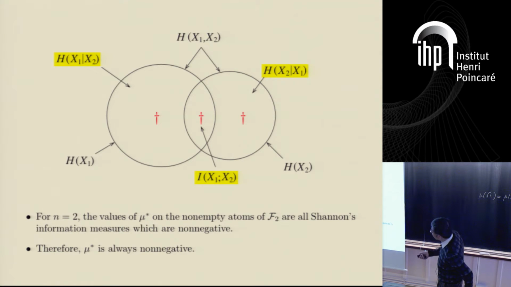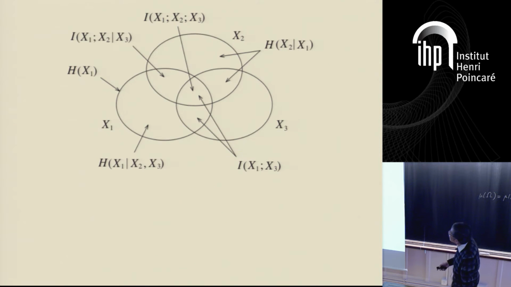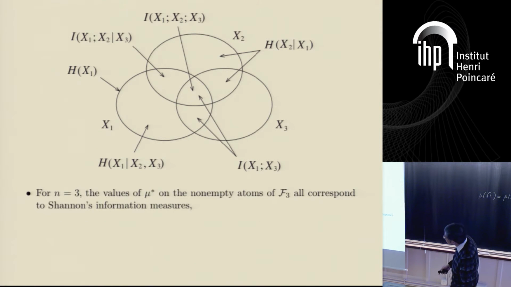Okay, so therefore, mu star is always non-negative for 2 variables. For 3 variables, there are 3 different types of atoms. The first one is the conditional entropy of one variable given the other 2. It's non-negative. Same thing for the other two. The second type is a mutual information between 2 variables given the third one. Again, it's non-negative.